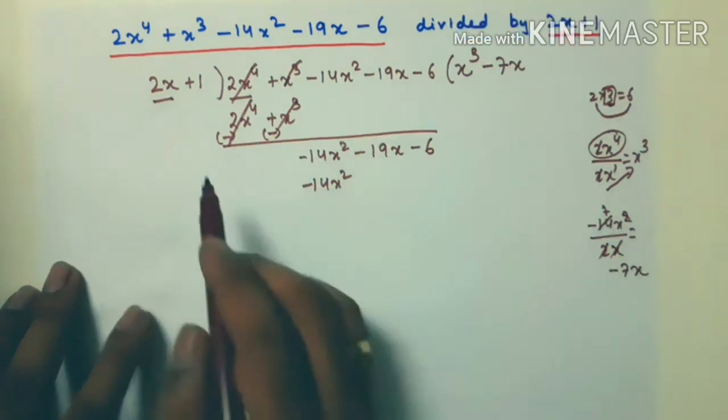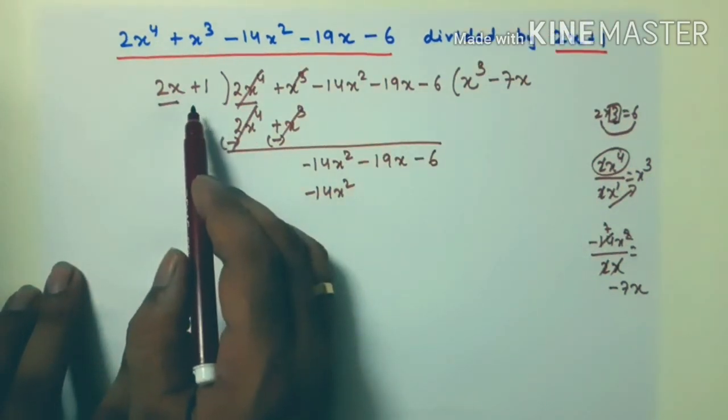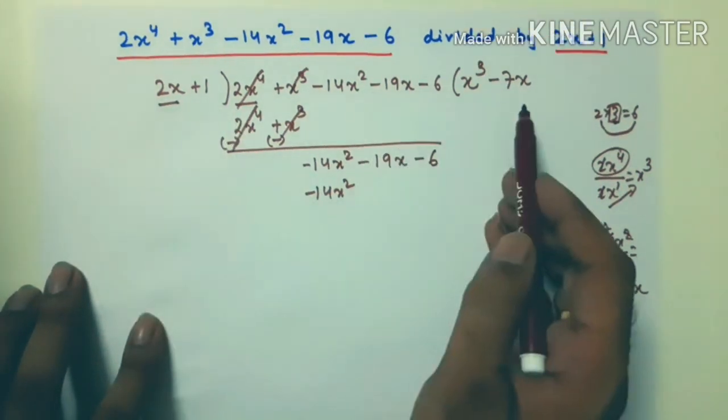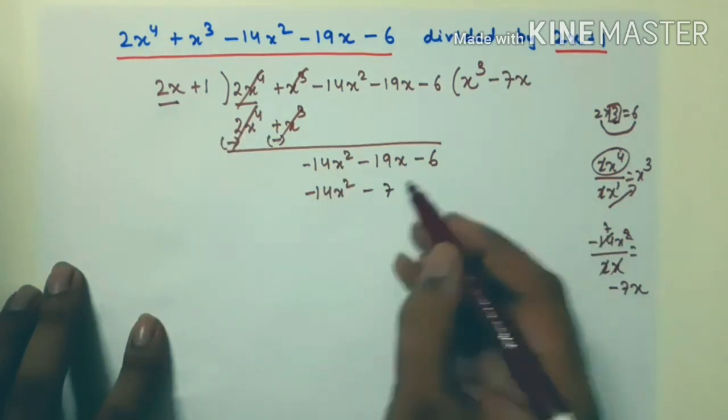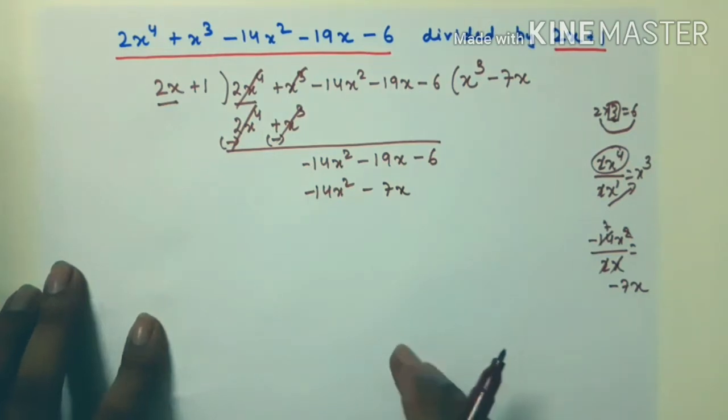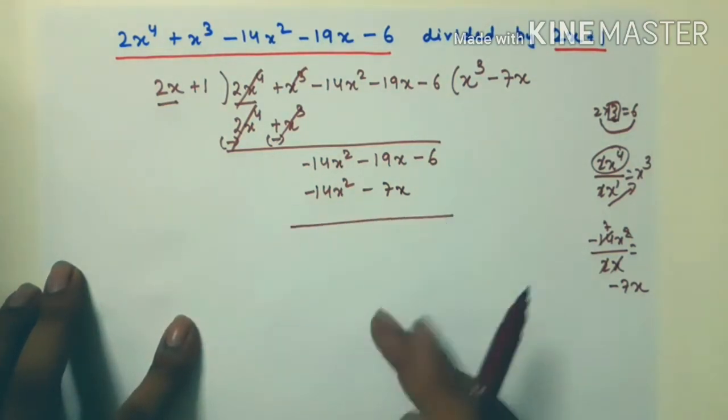Now we have to multiply with this term also, as it is in the divisor. So plus 1 into minus 7x. Plus 1 into minus 7 becomes minus 7, and x we have, so we put x. Now the multiplication part is done.